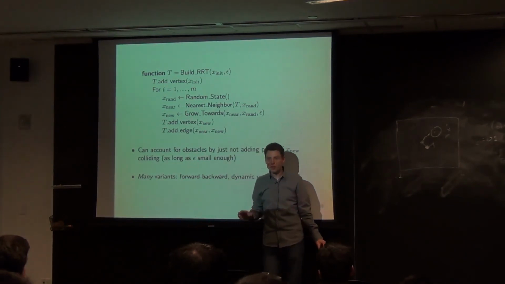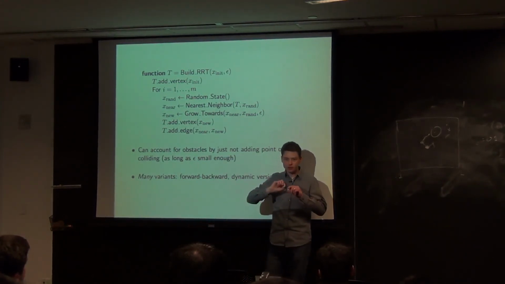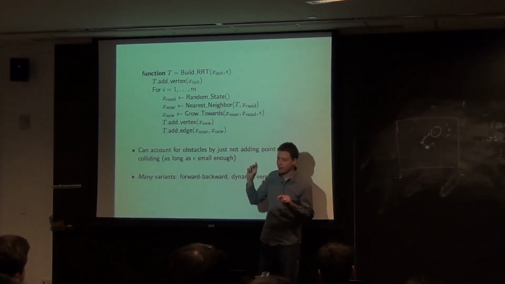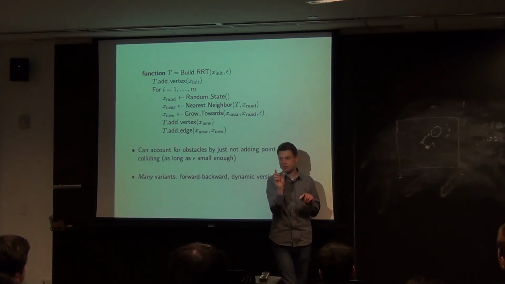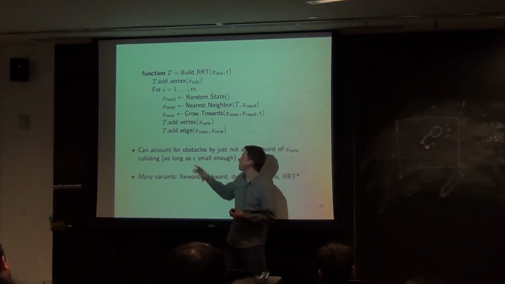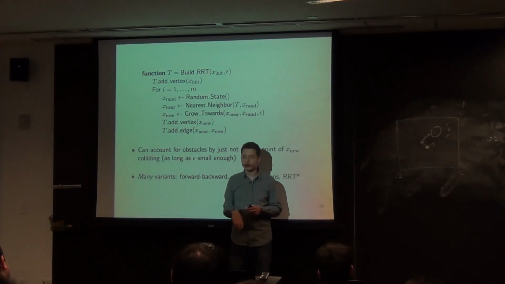Again, you want to make sure that you're not taking steps that are going to go through an obstacle. So you actually want to have epsilon be of that scale where it's small enough that you don't try to punch through obstacles here. But other than that, it's easy. You just don't allow things if x new or x rand is within an obstacle.